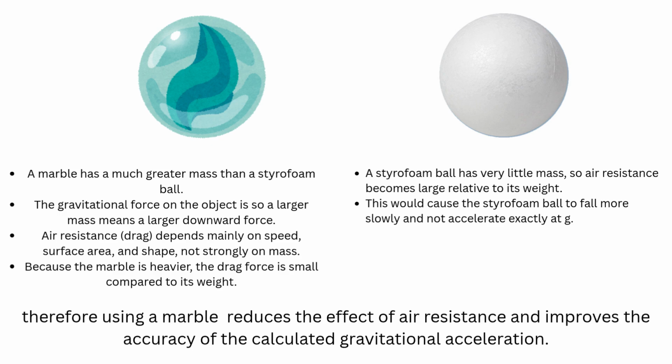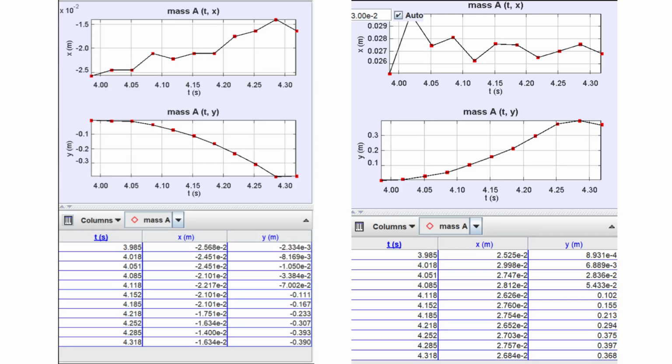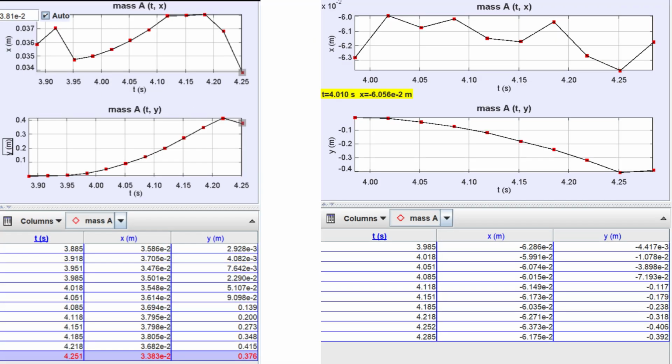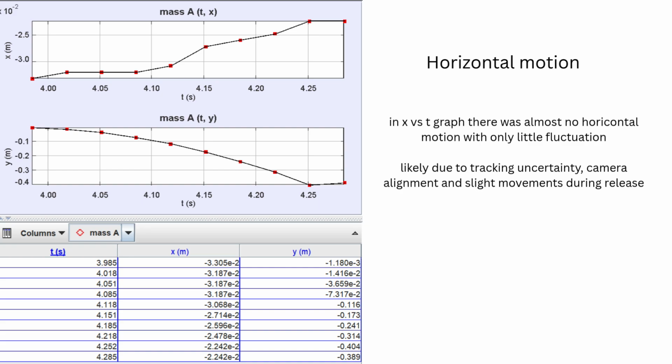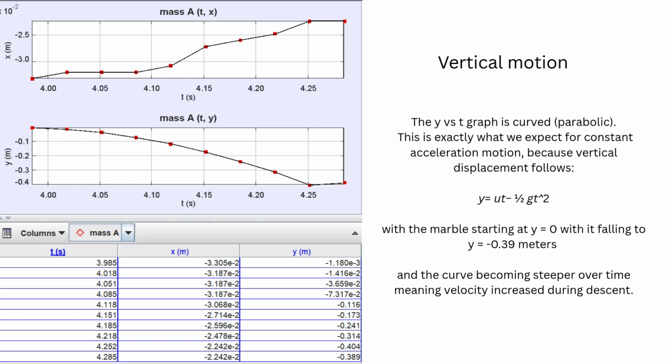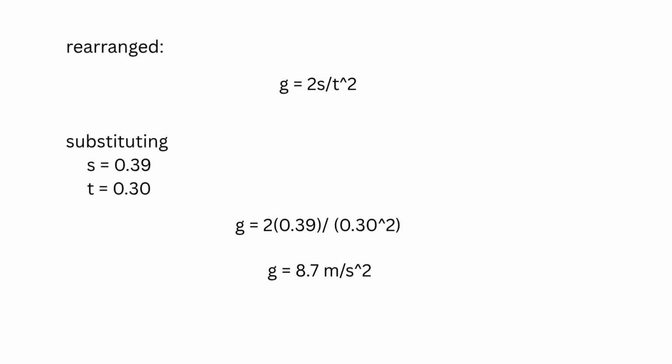measurements of gravitational acceleration. From the experiment, the marble fell on average 0.39 meters in about 0.3 seconds. Using the free fall equation, this produced an estimated gravitational acceleration of roughly 8.7 meters per second squared. While slightly lower than the accepted value of 9.81 meters per second squared, the result is reasonably close, and the difference can be attributed to measurement uncertainty and small experimental errors.